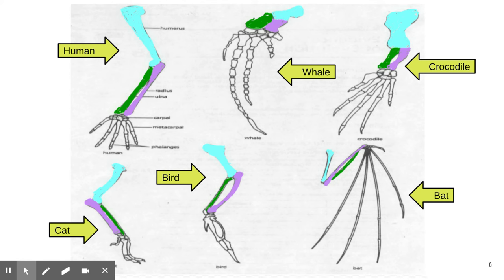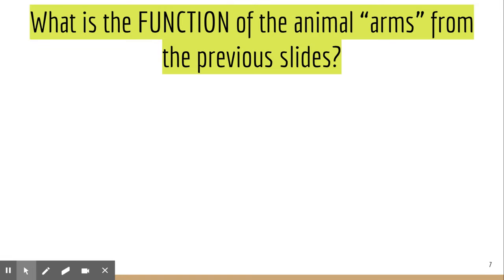So if you compare the human to the whale, the blue, green, and purple bones are in the same structure, same order, same alignment, but they're sized differently. Same with the crocodile, the cat, the bird, and the bat. So, what is the function of the animal's arms from the previous slide? You're going to be thinking about what that animal's arm does.